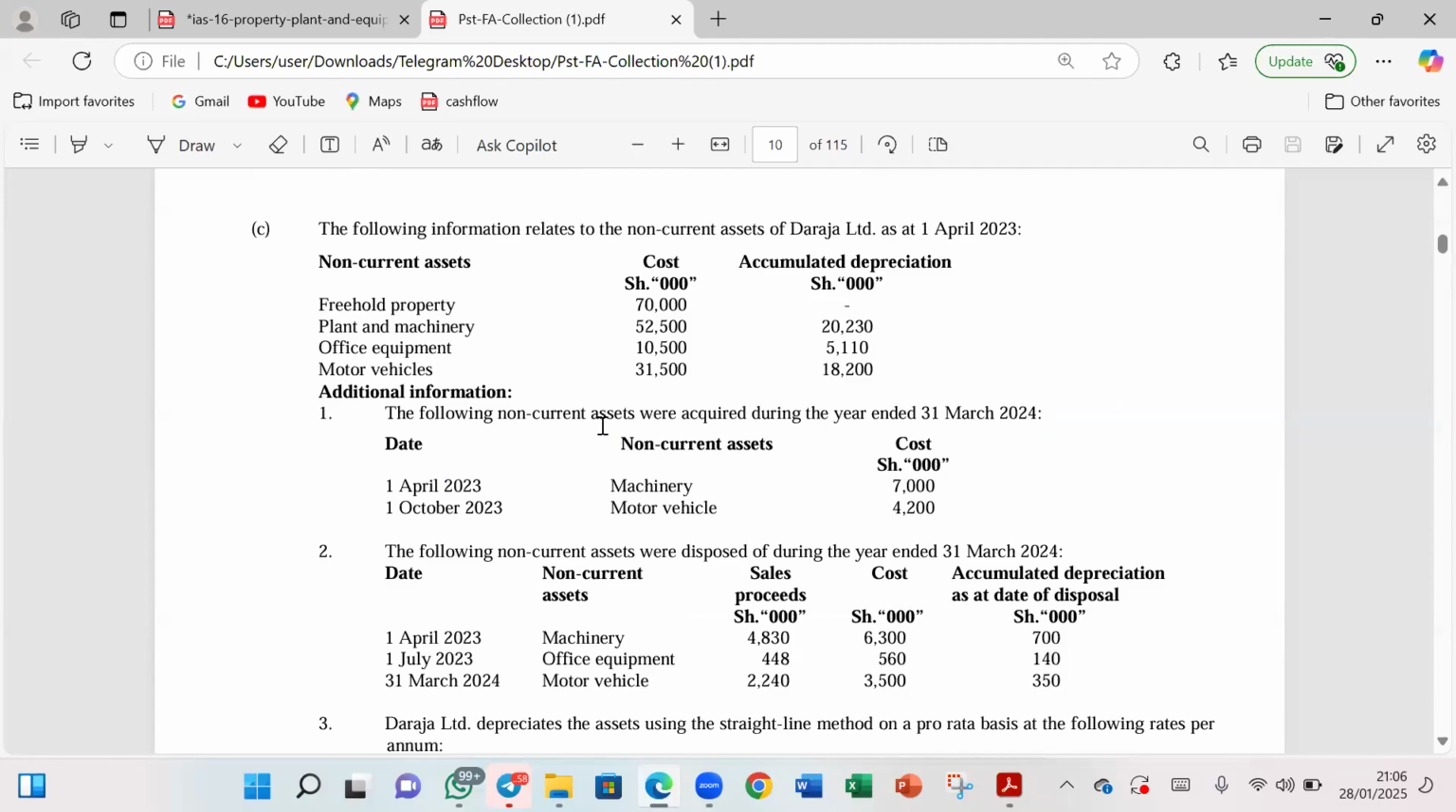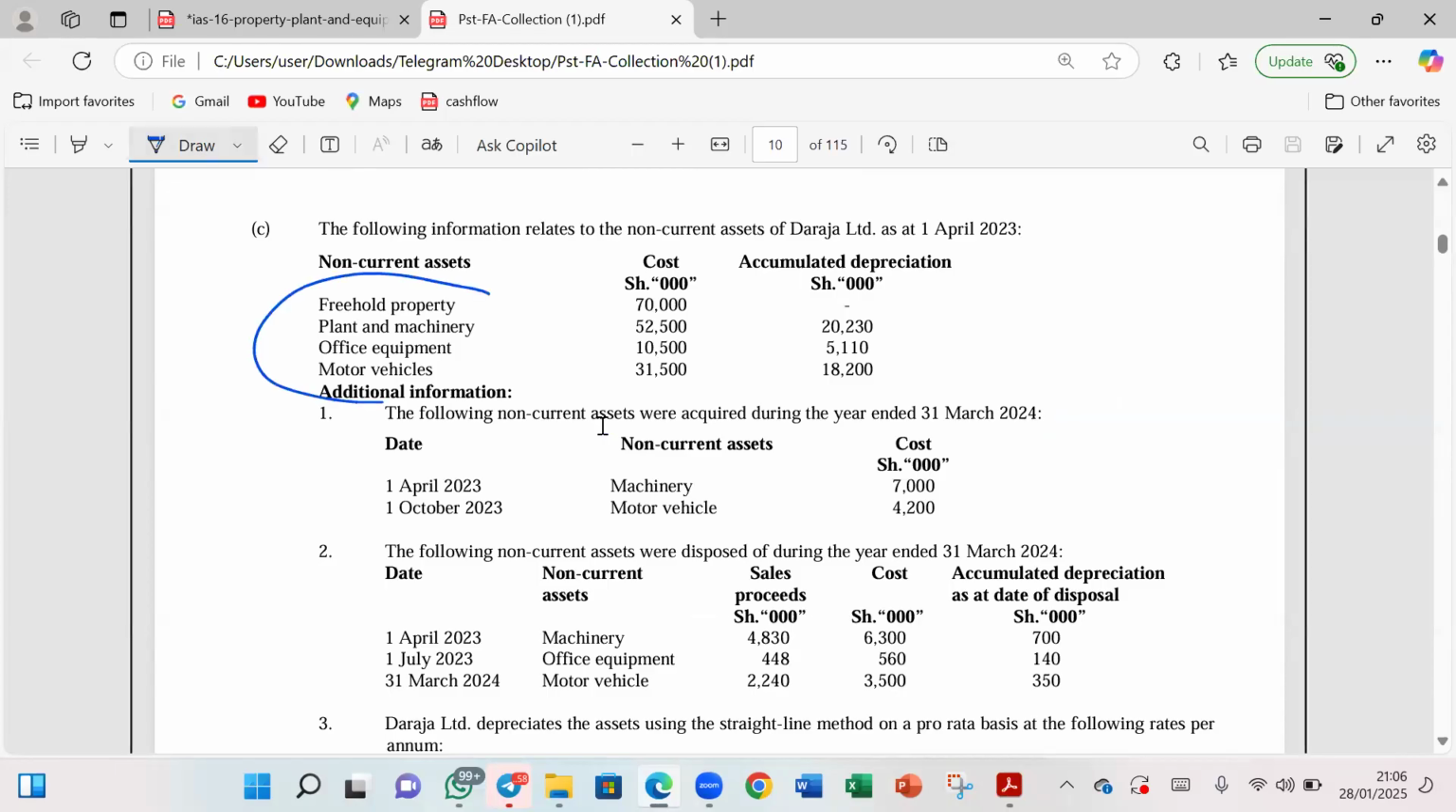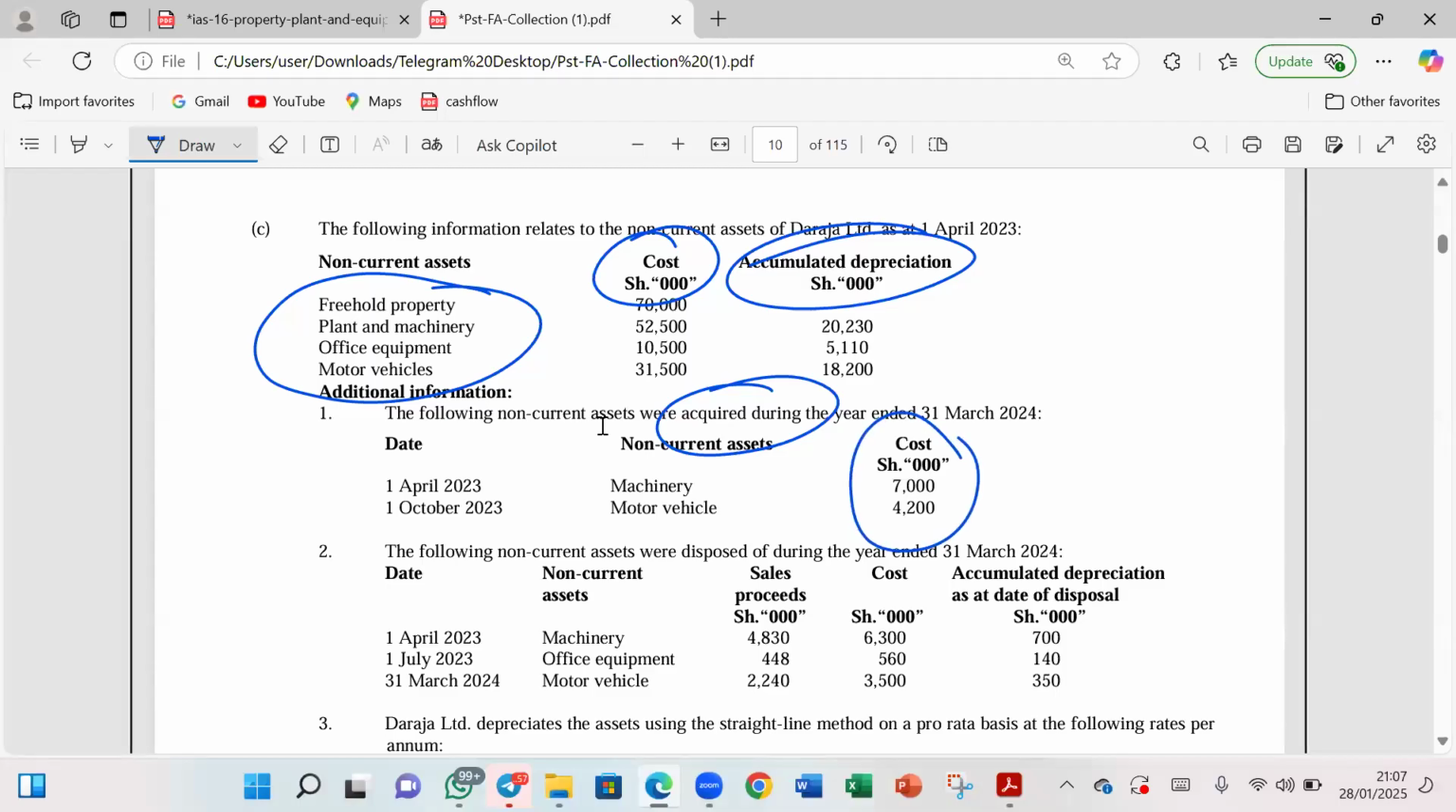We have the non-current asset. You can see this one is the PPE. These are the PPE. We have the freehold property, we have plant and machinery, office equipment, and so on. We have their cost and we have their depreciation, you can see. Additional information, number one, acquisition. We need to talk about acquisition. Acquisition is where an asset is acquired for the first time. So the initial recognition is recognized at cost. You can see there.